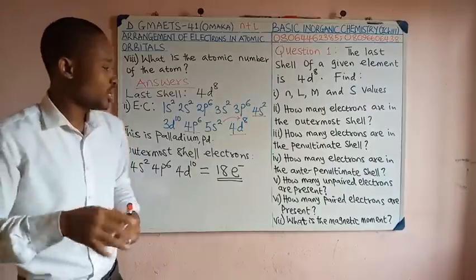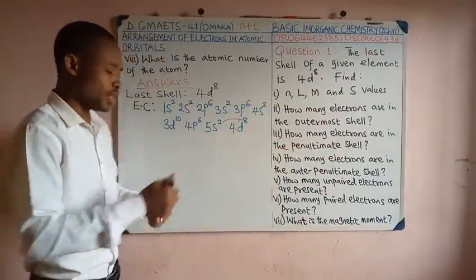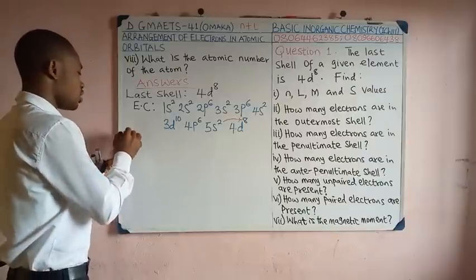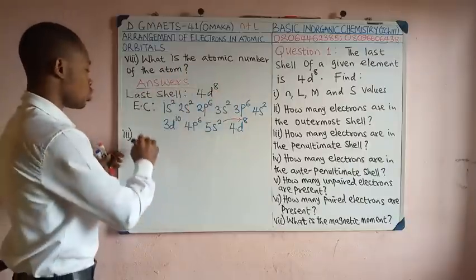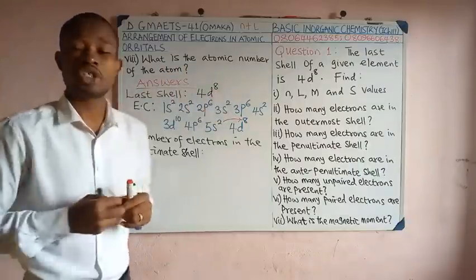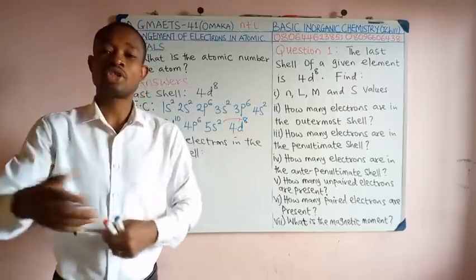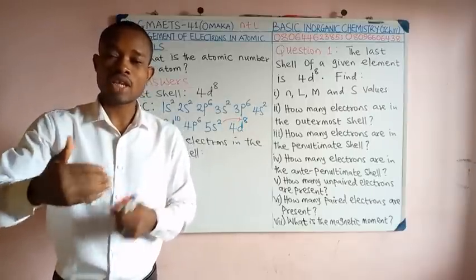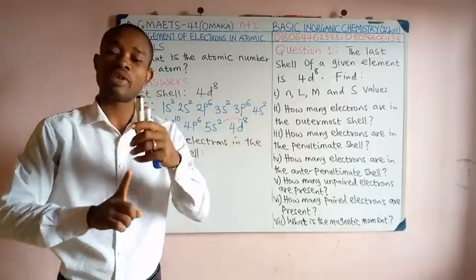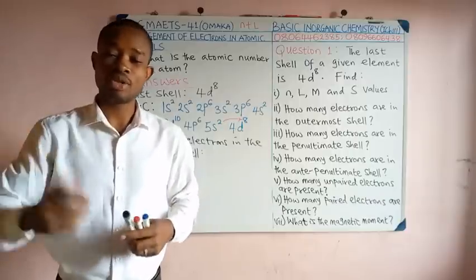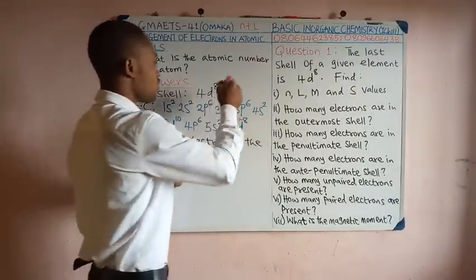As we move on to the third part of the question, how many electrons are in the penultimate shell? So we want to get the number of electrons in the penultimate shell of the elements we are dealing with. The penultimate shell is simply the shell inner to the outermost shell, or the shell before the outermost shell, depending on whether you are entering into the atom towards the nucleus or moving outward, away from the nucleus.